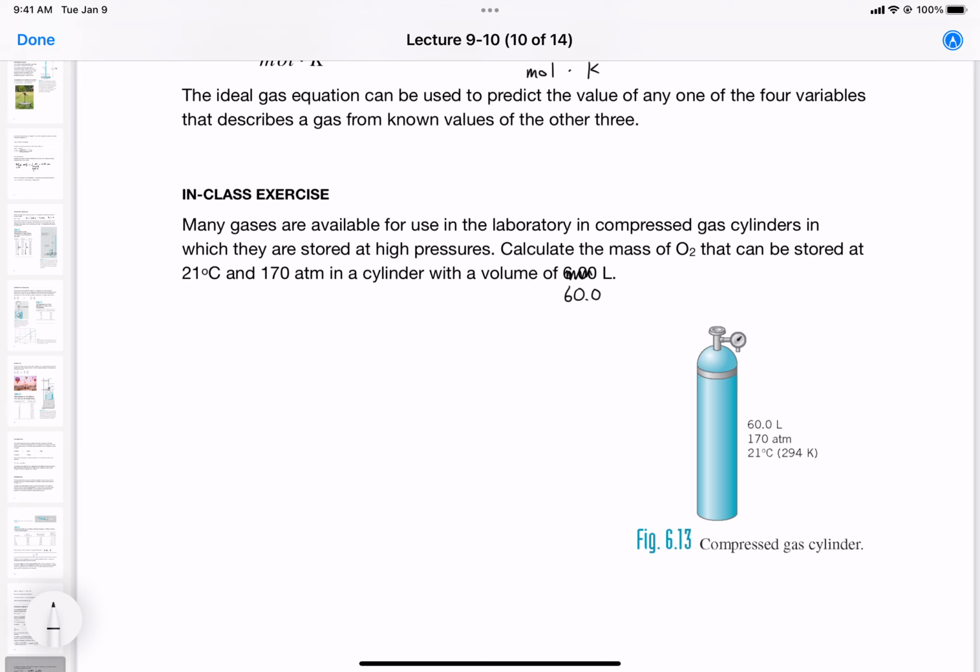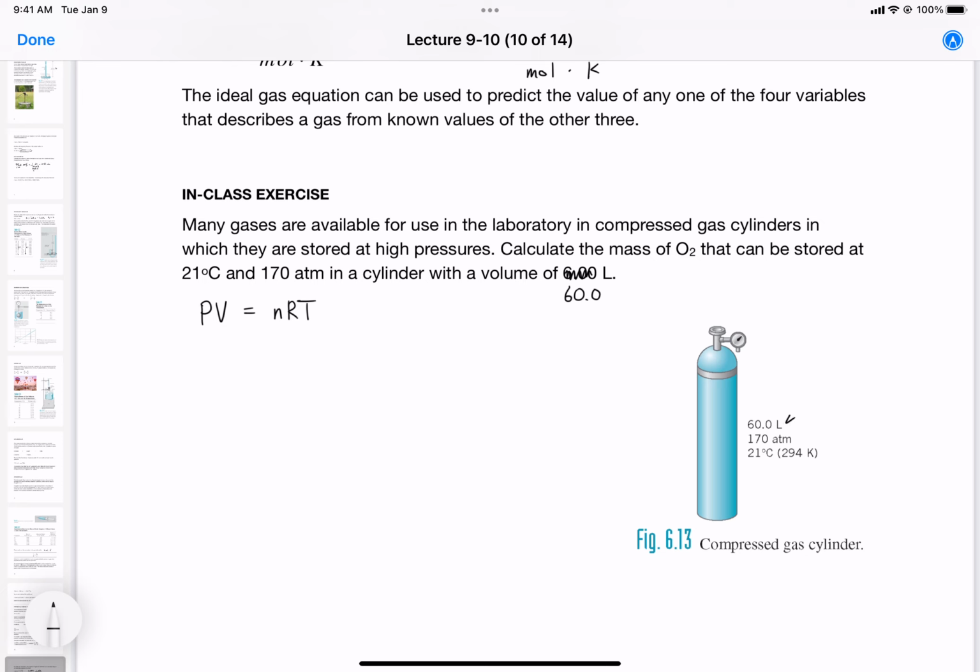We pretty much have everything we might need in the ideal gas law. When we need to calculate the mass of something, usually we have to go through the ideal gas law because of moles. But we also have pressure and temperature in our variables here, so we can't use any of the individual gas laws. So we have to use the ideal gas law: PV equals nRT.